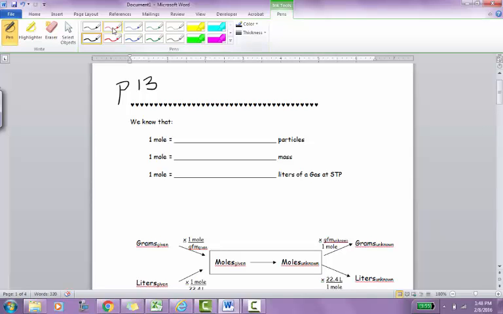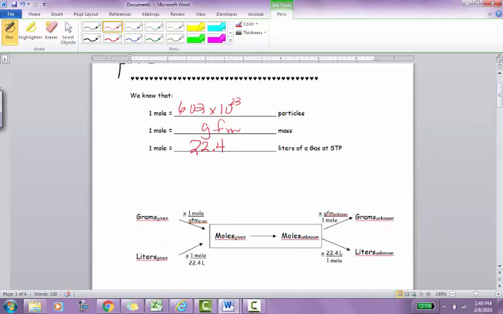We know that 1 mole is 6.02 times 10 to the 23rd particles of something, whether those particles are atoms or ions or molecules or whatever. We know that 1 mole is going to be a GFM, a molar mass. It could be a gram atomic mass, it could be a gram molecular mass, but it's the mass of 1 mole of a substance that we're working with. We also know that 1 mole is 22.4 liters of a gas, any gas really, 22.4 liters. So those pieces of information, those constants, are going to help us make conversions between things we know and things we don't know.